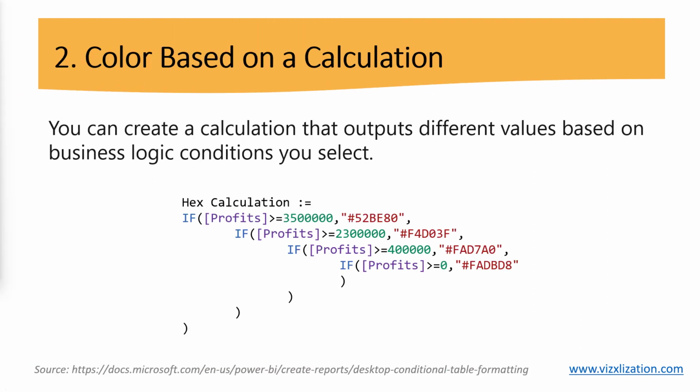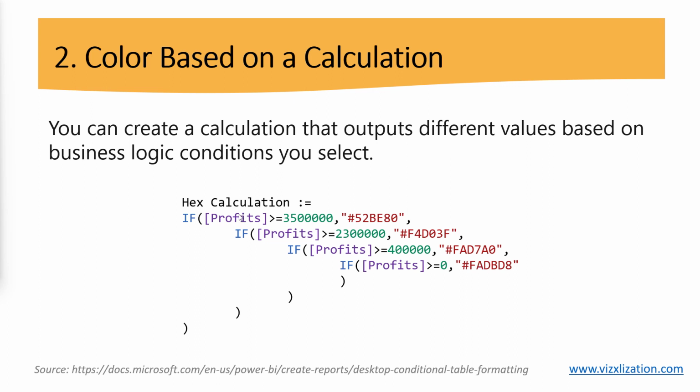Point number 2, let's learn about color based on a calculation. So here for this particular point, you can create a calculation that outputs different values based on business logic conditions you select. So in other words, we can create a measure here and then we can apply conditional formatting based on that measure. And for this particular case, I have this measure called hex calculation, and this is based on nested if functions, right? And the conditions are 4 different conditions.